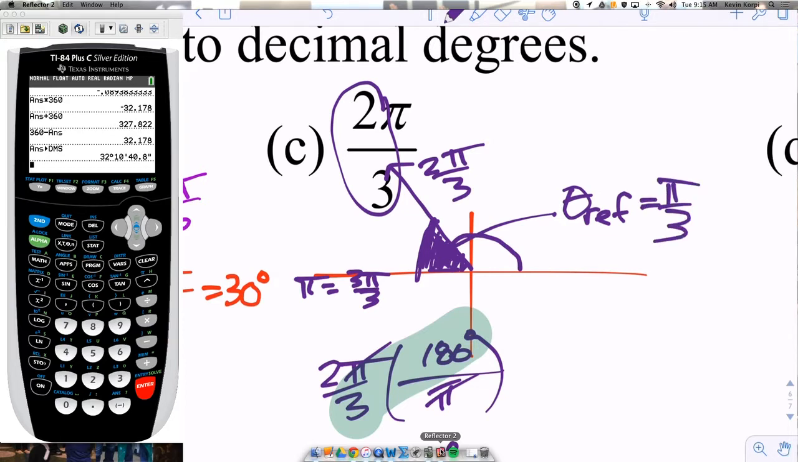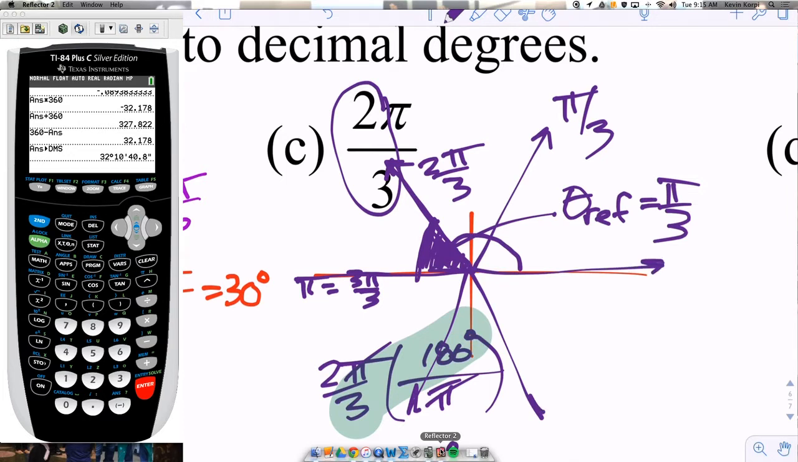And, of course, we learned on Friday that pi thirds is 60 degrees. So you can also count by pi thirds. There's 1 pi thirds. This would be 2 pi thirds. You'd have 3 pi thirds down here. This would be 4 pi thirds, 5 pi thirds, and 6 pi thirds would be a full rotation. Okay? So everything partitions up pretty nicely.